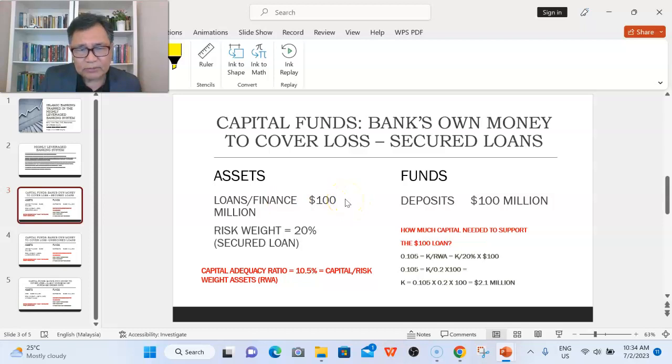So we assume zero reserve requirement, and we will put a risk profiling here of 20%. A risk weight of 20% is accorded to this loan. So this is a secured loan, meaning that a loan with collateral. So the RW or risk weight is put at a lower amount of 20%.